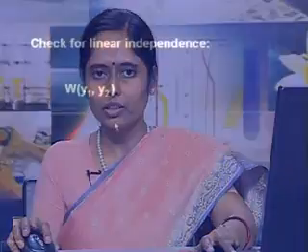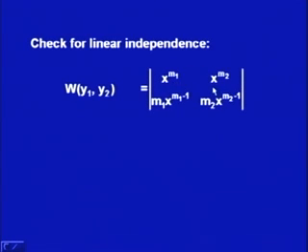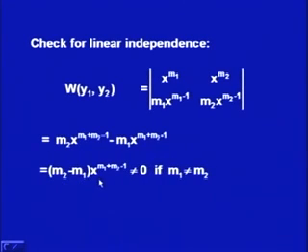The Wronskian of the two solutions y1, y2 was given as the determinant containing the solutions y1 and y2 and their derivatives, that is, the determinant with first row x^m1, x^m2, and second row m1 x^(m1 − 1) and m2 x^(m2 − 1). What will be the value of this determinant? This would be simply m2 x^(m1 + m2 − 1) − m1 x^(m1 + m2 − 1), that is (m2 − m1) x^(m1 + m2 − 1).